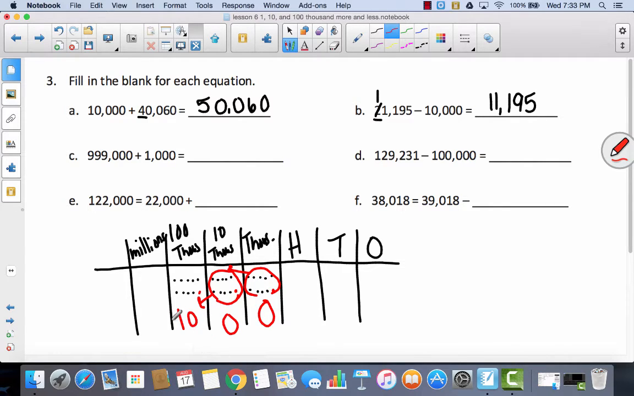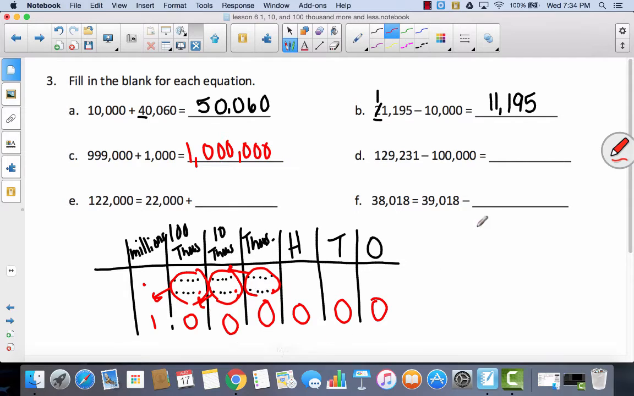So here again, I have 10 in this one place value. So I'm going to bundle these 10 together and move it to the left. So now, instead of having 10 100,000s, I'm going to have 0 100,000s and 1 million. I still have no hundreds, no tens, and no ones. So when I take 999,000 and I add 1,000, I get this number, which is 1 million.